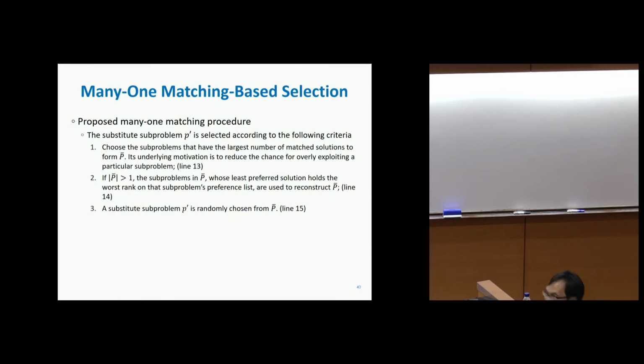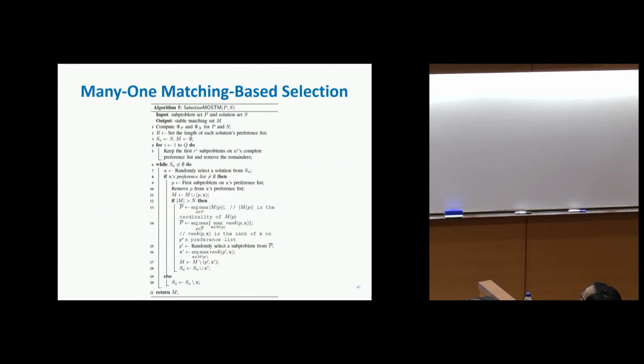It means that the subproblem is so popular. Everyone picks it. You have to remove them, remove some from it. Okay? So that's the idea. The other one is if the subproblem with the least preferred solution holds the worst rank, then this is the one we are removing. So this is the algorithm.